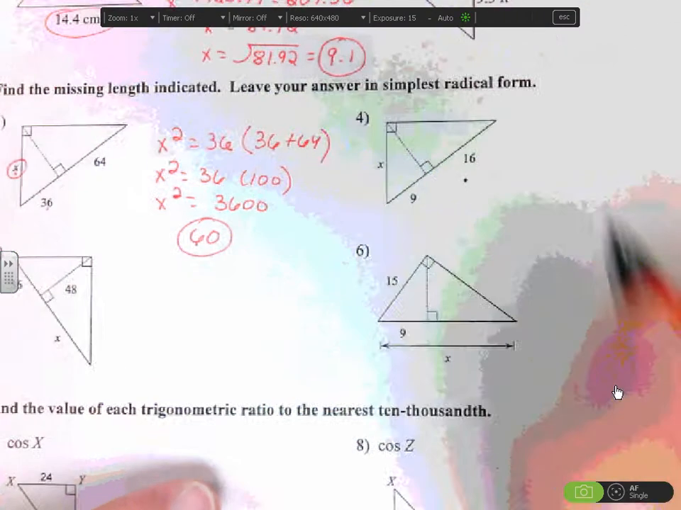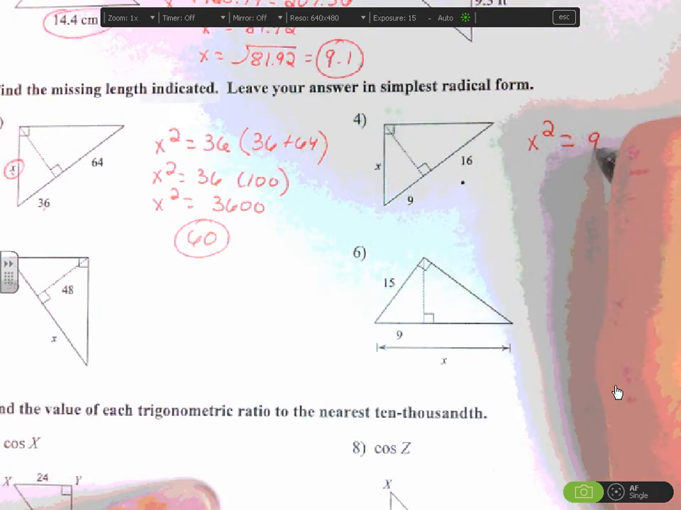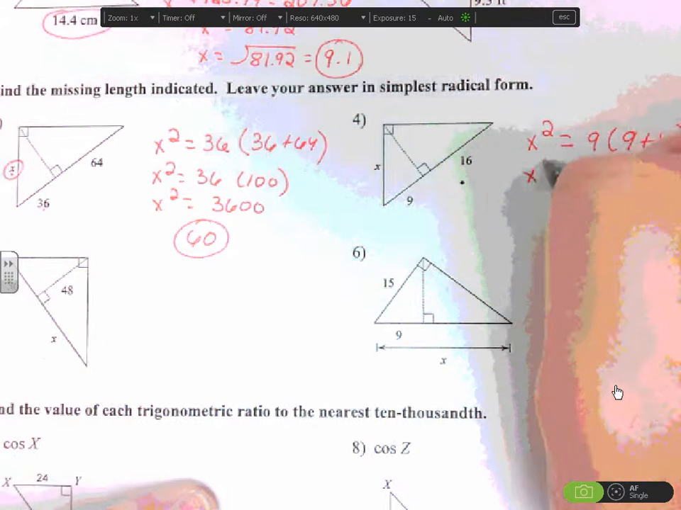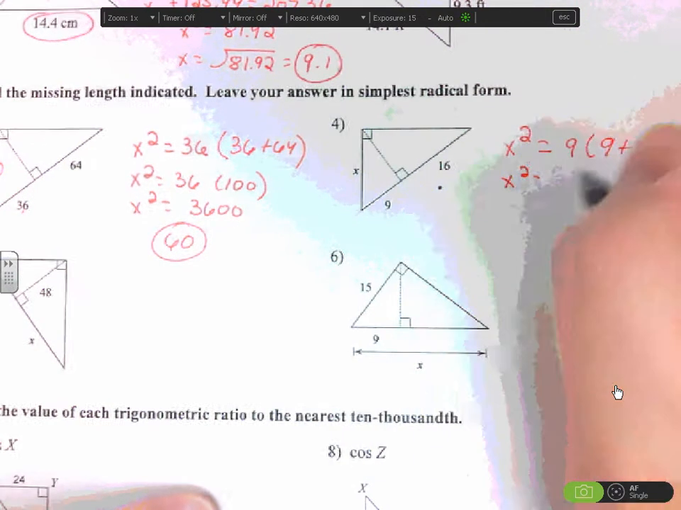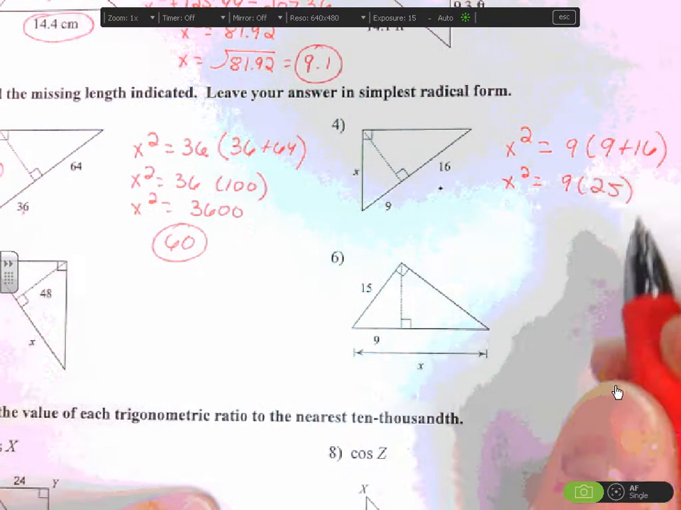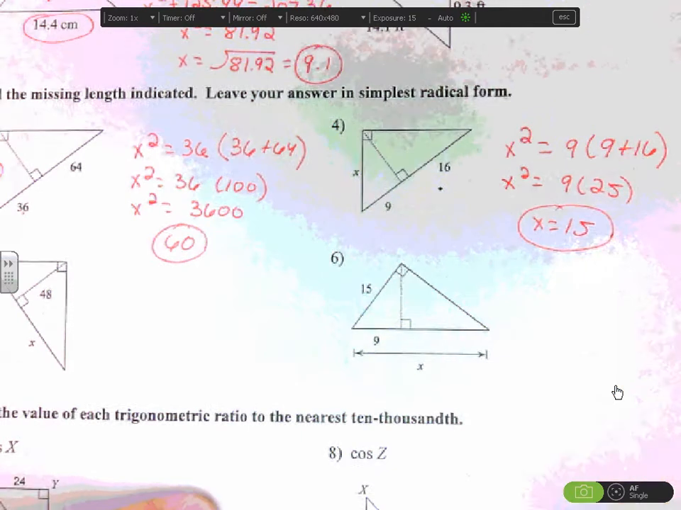Number 4, very similar. It would be set up x squared equals 9 times 9 plus 16, or it's really 9 times 25. Multiply that, take the square root. That one comes out to be x is 15.